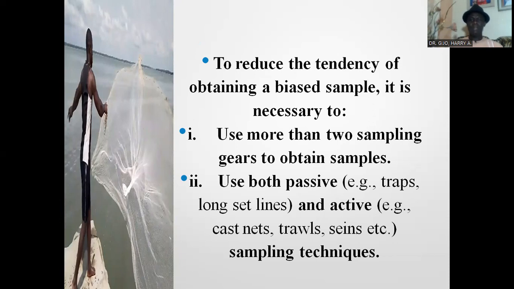Then you can also use the active techniques such as the use of cast net. Then we can also use trawls or trawlers or seines, pole seine nets and beach seine nets to collect fish samples. So both active and passive fishing techniques should be used to collect samples.